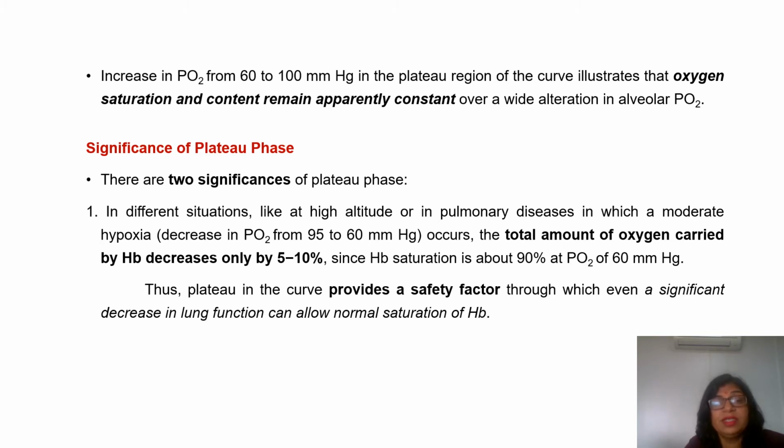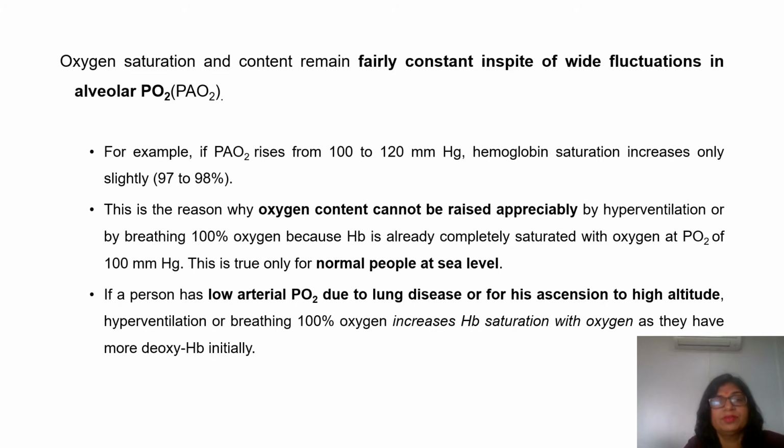That means if there is a mild decrease in lung function, even then it can allow normal saturation of hemoglobin. Oxygen saturation and content remain fairly constant in spite of wide fluctuations in alveolar PO2. For example, if PaO2 rises from 100 to 120, hemoglobin saturation increases only slightly, from 97 to 98.